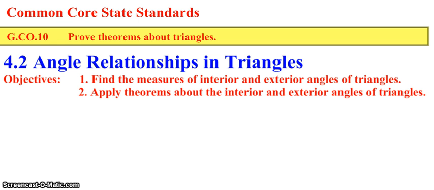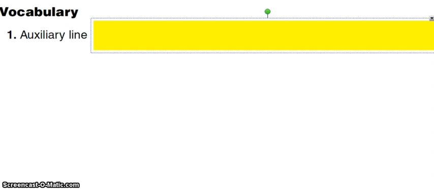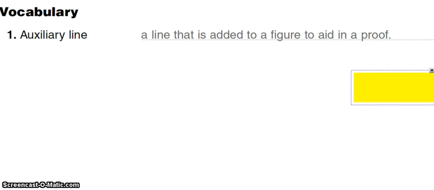Our objectives: number 1, find the measures of interior and exterior angles of triangles. Number 2, apply theorems about the interior and exterior angles of triangles. The first definition: auxiliary line. It's a line that is added to a figure to aid in a proof.